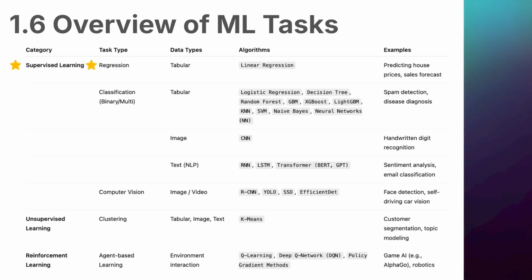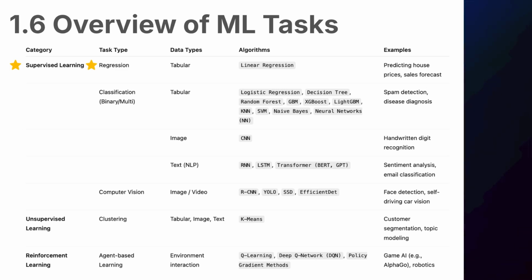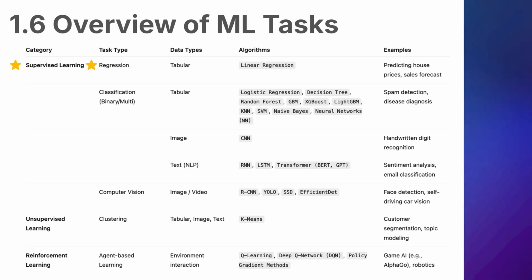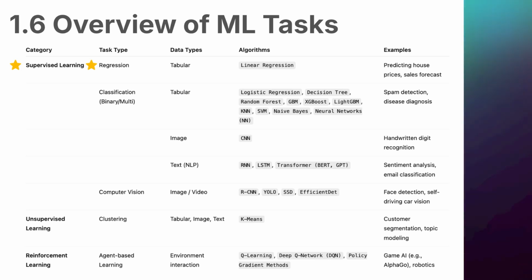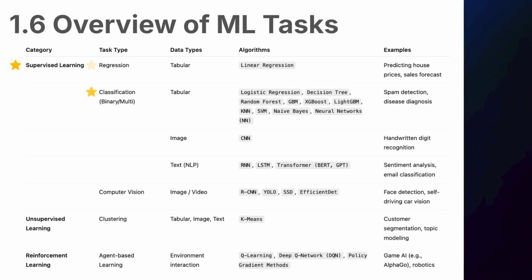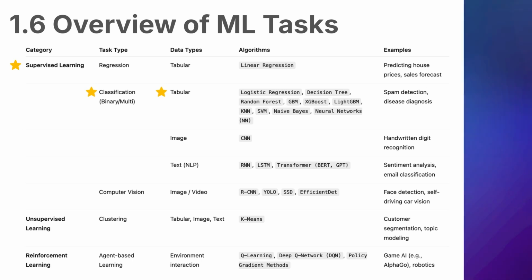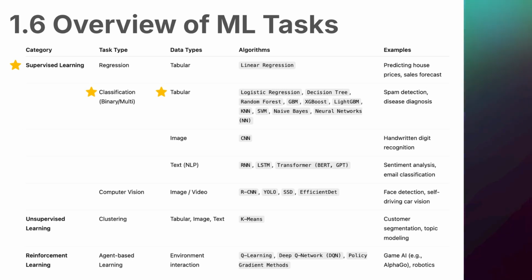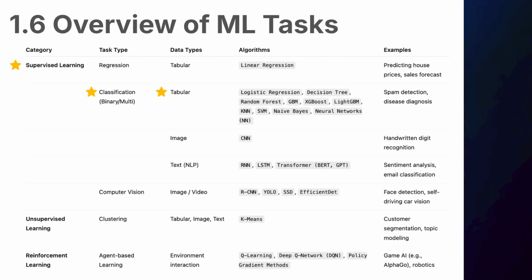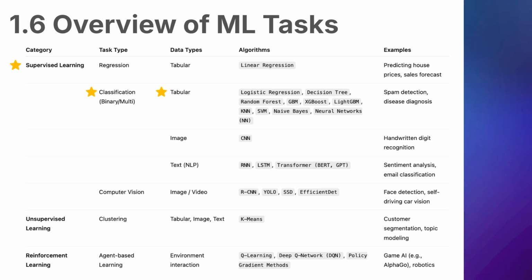For regression tasks using tabular data, models like linear regression are used to predict continuous values, such as estimating house prices or forecasting sales. In classification tasks with tabular data, models such as logistic regression, decision tree, random forest, XGBoost, KNN, SVM, and neural networks are used to categorize data into classes. A typical example is detecting whether an email is spam or not.